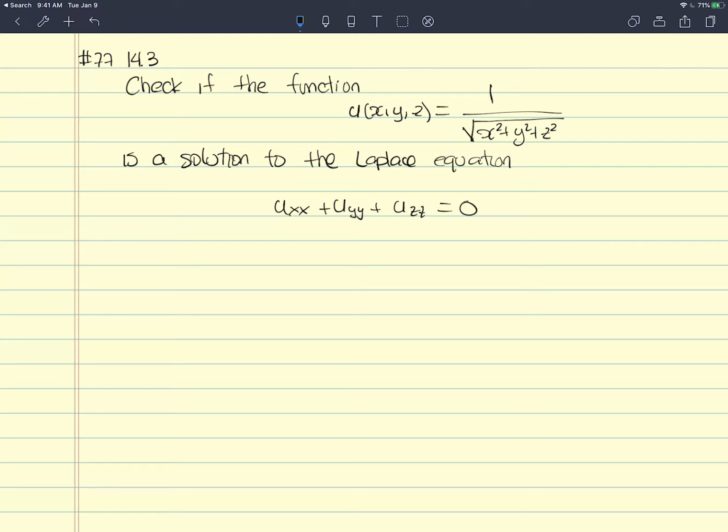So all we have to do is take the second partial derivative with respect to each variable, so the x, the y, and the z, and add them up, and hopefully things will be 0. If it works, it is a solution. If it does not work, it is not a solution. So to do this, it looks like it's complicated, but if you look at it, the first thing I'm going to notice is that we don't really have to do all three partial derivatives.